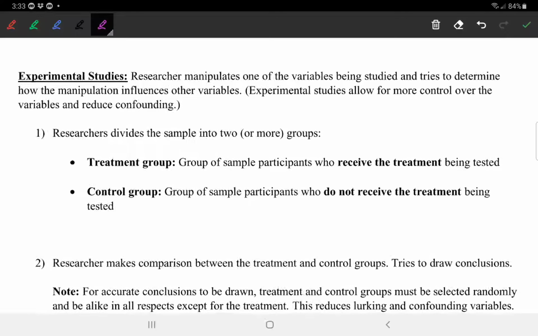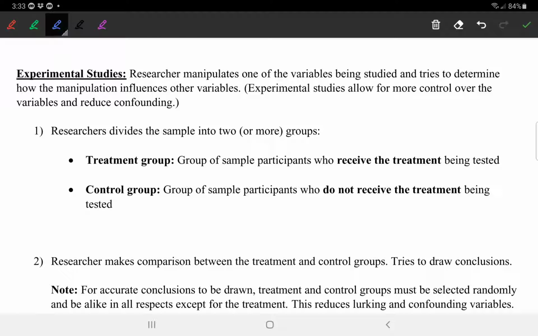Now, in the experimental study, the researcher is going to actively engage, and they will try and manipulate one of the variables being studied and then try and determine how that manipulation influences the other variables. Now, experimental studies allow for more control over the variables, and this will reduce the confounding of two variables. But we still have to watch out for it. So the way this works is, again, the researcher now, they don't just observe and watch how the sample naturally divides. The researcher actively divides the sample into two or more groups.